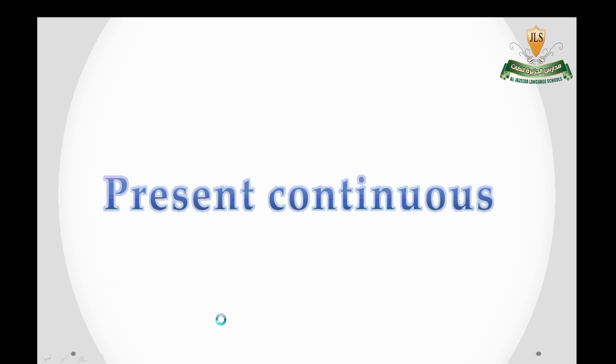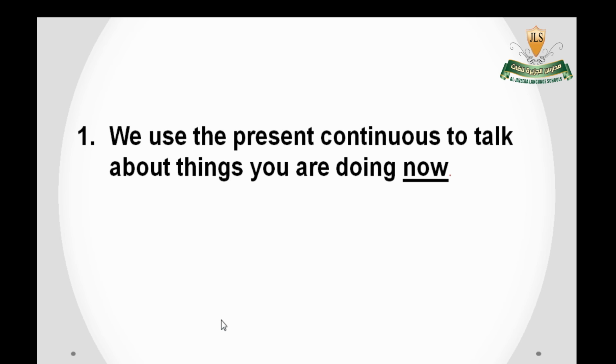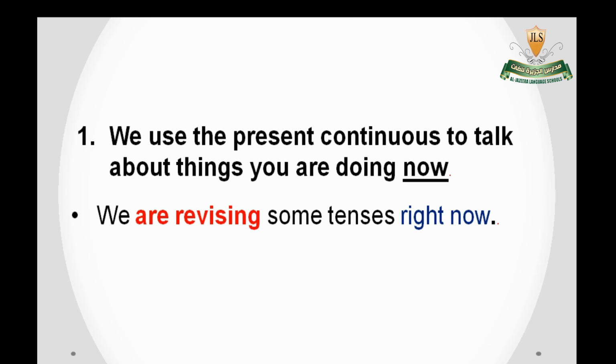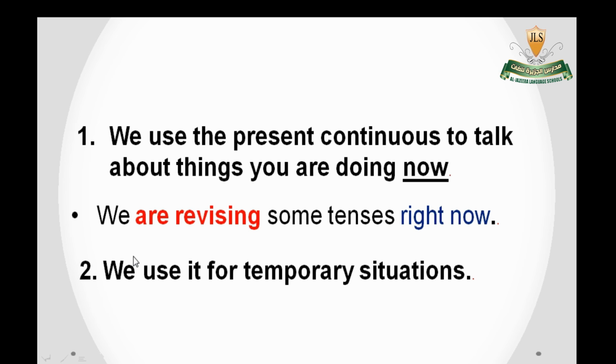And let's go to the present continuous tense. When do we use it? We use the present continuous tense when we are talking about things that we are doing now, things that we are going to do now, still doing. We are revising some tenses right now. Now, at the time of speaking, I am doing it. I also use it for temporary situations.